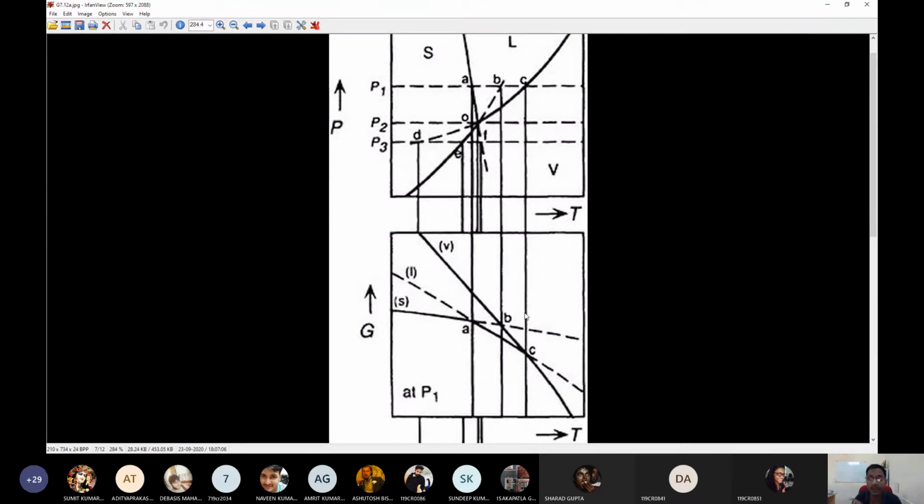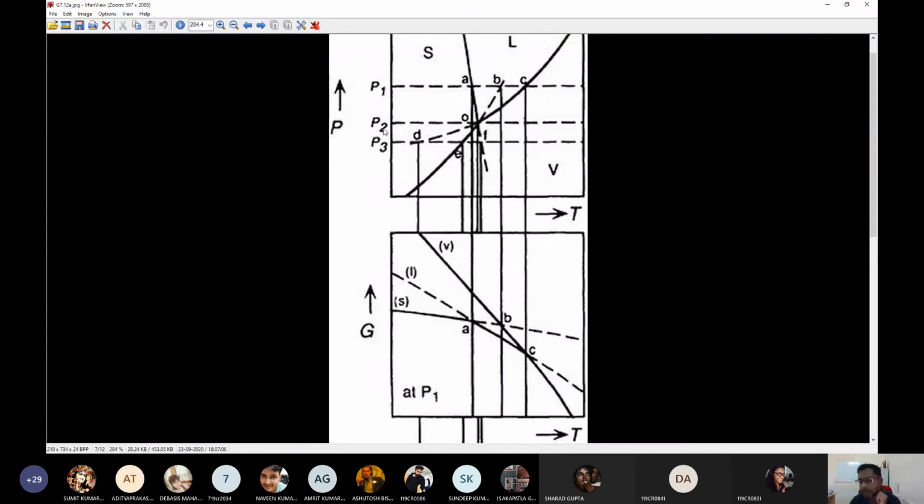Now let's talk about another diagram, where we want to see the same molar free energies of each phase at pressure P2, the unique point of pressure P2 that's taken here.